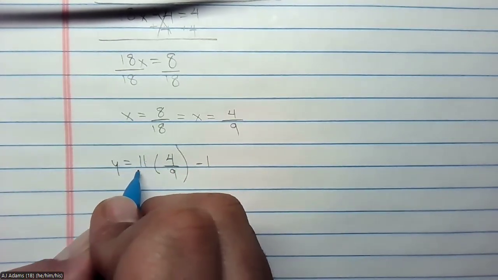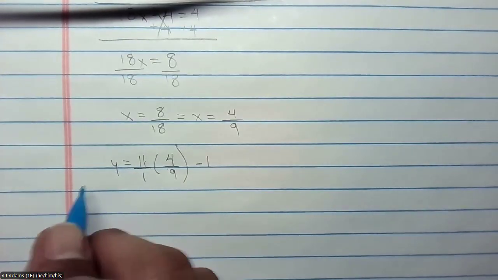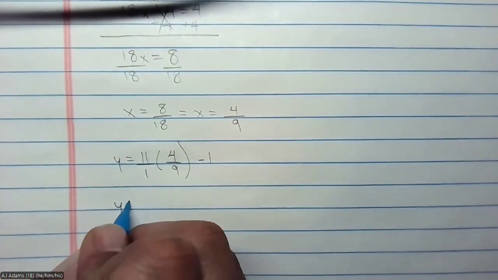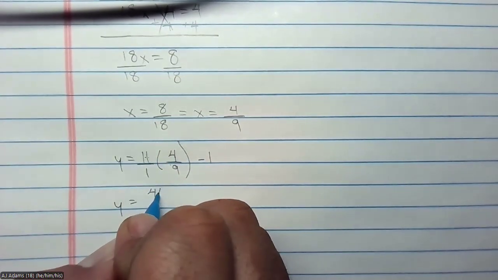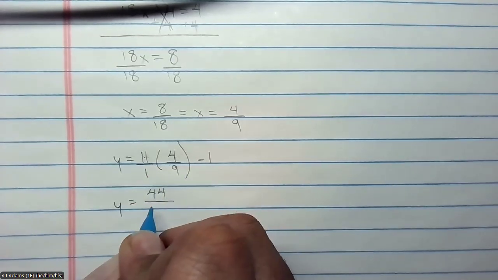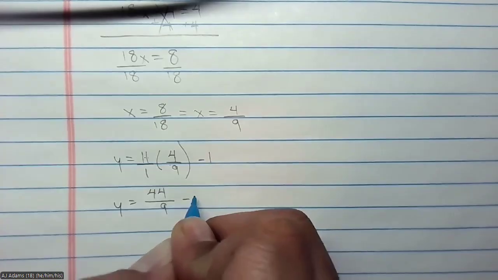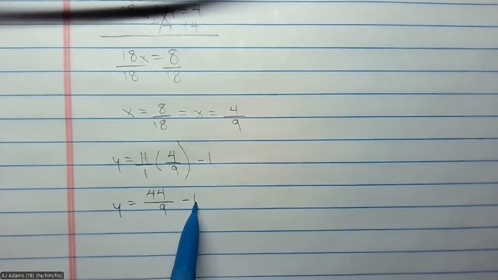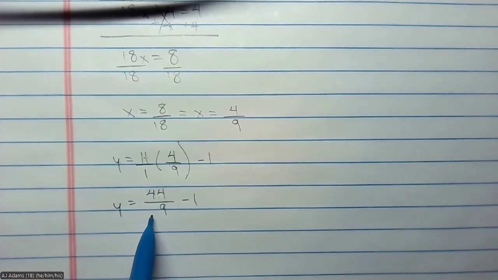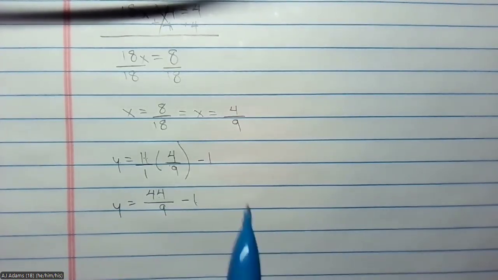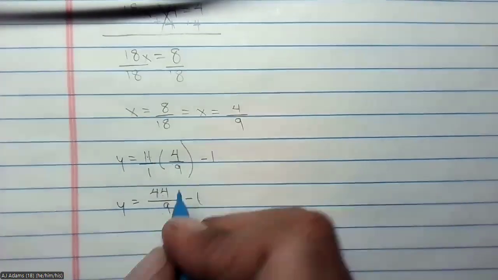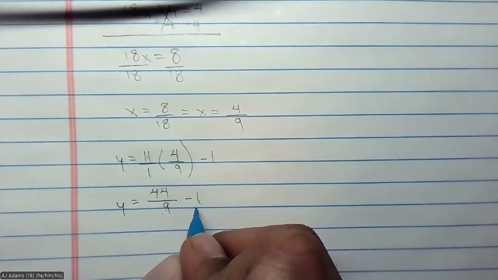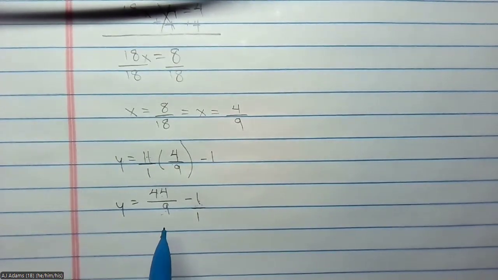The whole number is a fraction over 1. Now we can multiply these fractions. We get y equals 11 times 4 in the numerator, that's 44. And in the denominator, we have 1 times 9, that's 9, minus 1. Can we subtract 1 from 44/9? Not yet, not until these terms have the same common denominator. So 1 is a whole number, and we know that every whole number is a fraction over 1. And so we have 44/9 minus 1/1.